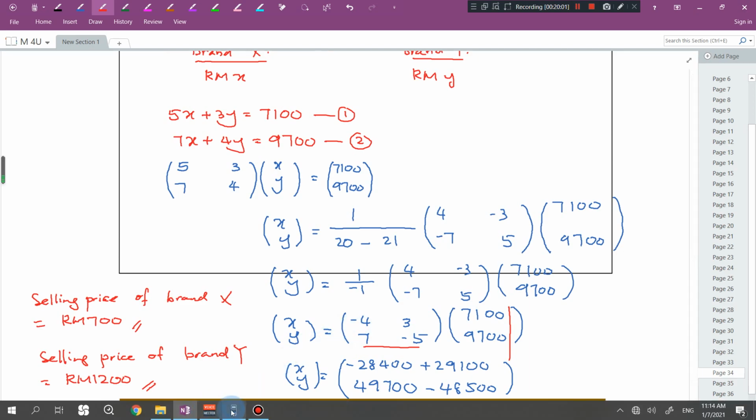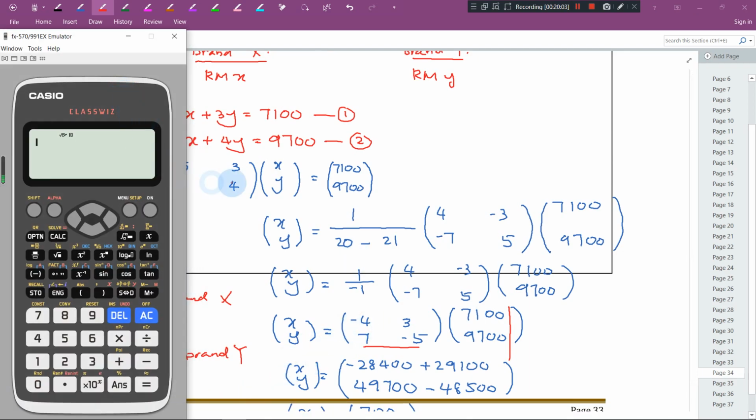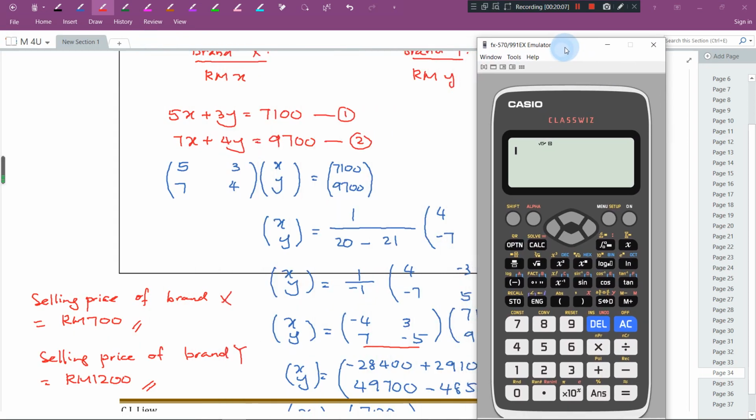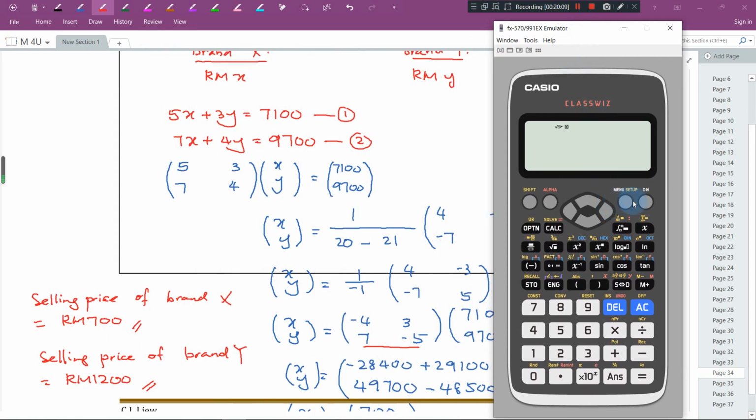Let's say if you want to check your answer by using your calculator, you can do it this way. You can just use the simultaneous linear equation function. So for example, you go to your calculator, go to equation and simultaneous equation. Now we have two unknowns, right? So just press 2. Now just key in all the coefficients here: 5, 3, 7100.